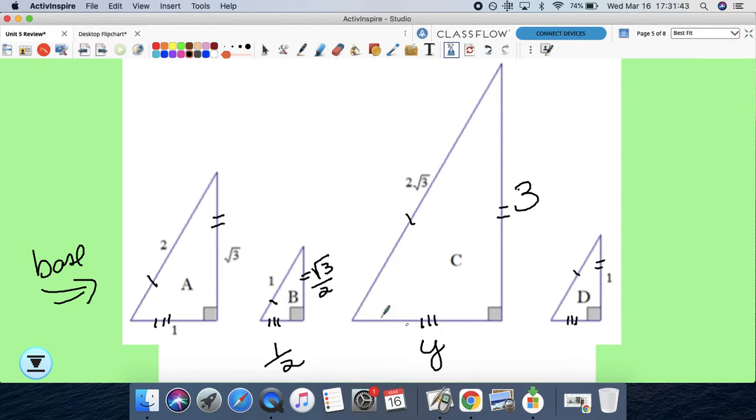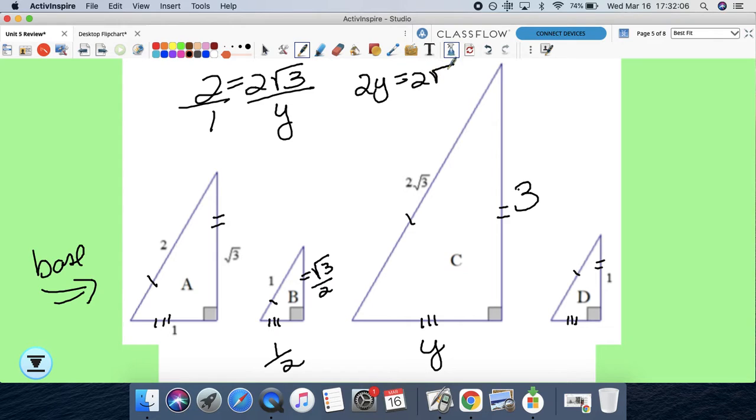Anyways, bottom one. Let's call this y. Again, we can now use this side or this side. It's up to you, but I'm just going to keep using that. The 2 corresponds with 2 square root of 3, as that 1 corresponds to y. Cross multiply, we get 2y, and then 1 times 2 square root of 3 is just 2 square root of 3. Divide both sides by 2, and y equals square root of 3. And we're done with that, the big triangle.